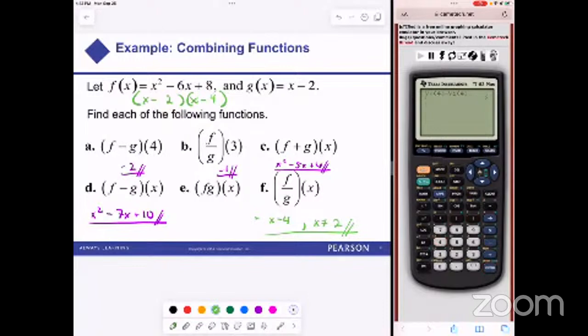Okay, and then for B, we're saying f of 3 divided by g of 3. So I'm going to click on variables, Y variables, number 1 again. And for B, we're saying f of 3 divided by g of 3. Okay. We got a result of -1. You see it there. Those are the two that we can do in the calculator in this example.